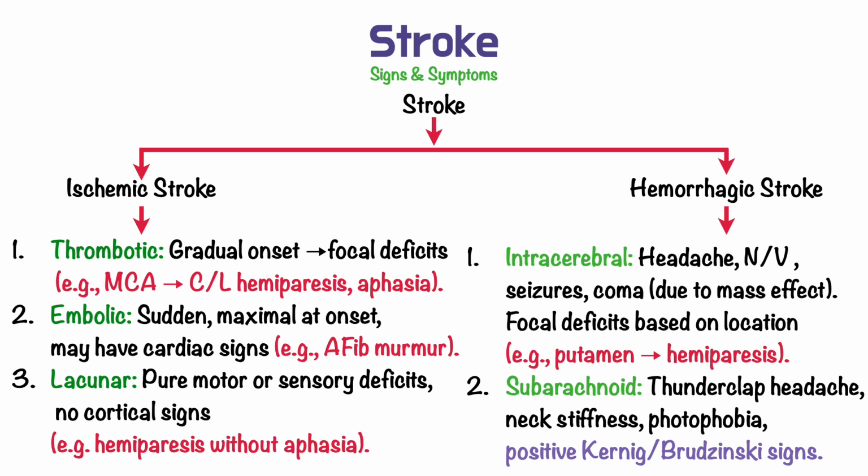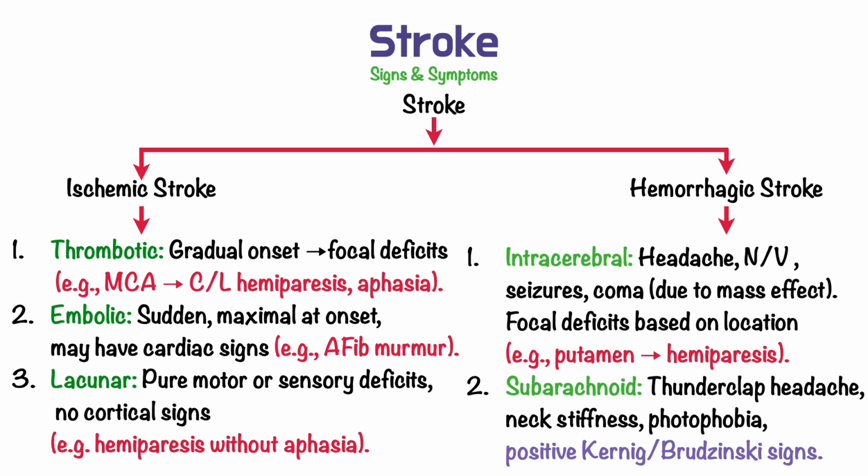It is sudden because there is sudden dislodgement of thrombus and sudden traveling of that thrombus, that embolus, in the upper region of the brain from a deep vein thrombus or anywhere else, right? So that is sudden and maximal at onset, and may have cardiac signs such as atrial fibrillation or a murmur. And the other one is lacunar. There are pure motor or sensory deficits. There are no cortical signs in this case. Example, hemiparesis without aphasia, right?